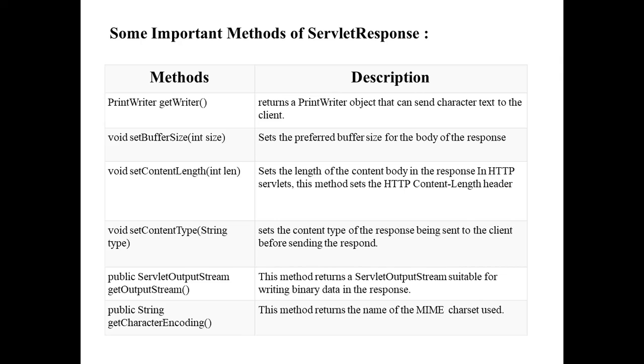Next method is void setContentType(String type). This method sets the content type of the response being sent to the client before sending the response. Next method is public ServletOutputStream getOutputStream(). This method returns the ServletOutputStream that is suitable for writing binary data in the response. Next method is public String getCharacterEncoding(). This method returns the name of the MIME charset used. So these are all the methods of the ServletResponse.